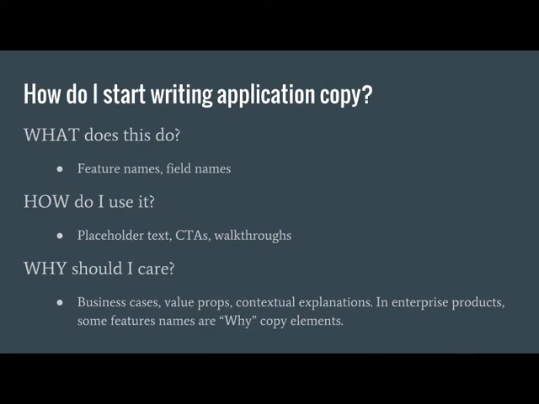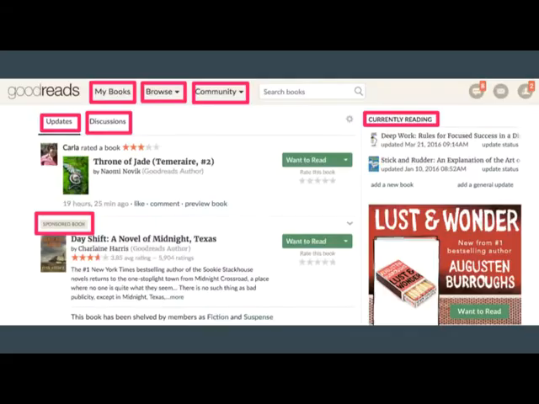So when you talk about what does this do, you're looking for specific feature names, field names, stuff like that. How do I use it is placeholder text, like ghost text that you can type over when you click into an interactive field, calls to action or buttons that you can click, walkthrough and tutorial content. And then when you're talking about specific kind of enterprise level product design, you sometimes sell the business case or the value prop of a specific feature in subtitle text underneath the title of a modal, at the beginning of a menu, stuff like that, right? That's the why.